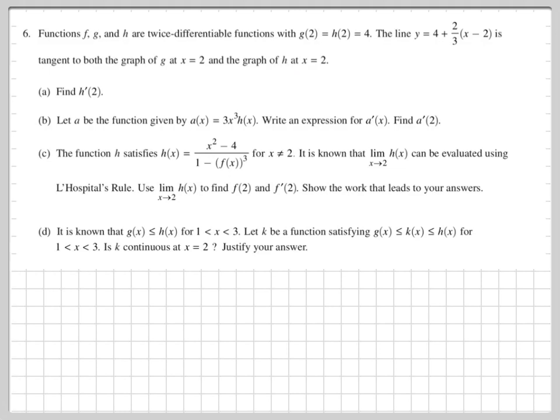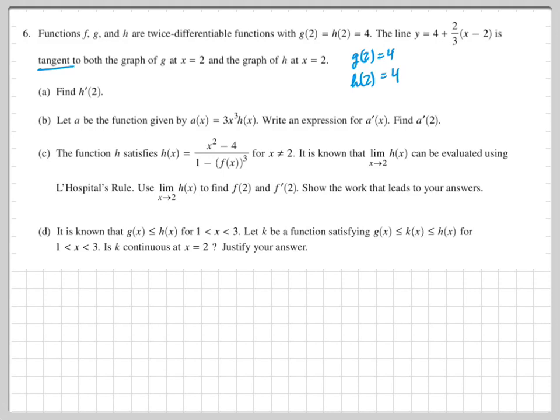Okay, so I'll just write a couple things down. g of 2 equals 4. h of 2 equals 4. Just want to point that out. Pretty obvious. Oh, we have a word right here, tangent. This is a calculus term. So that's all we get from this scenario.